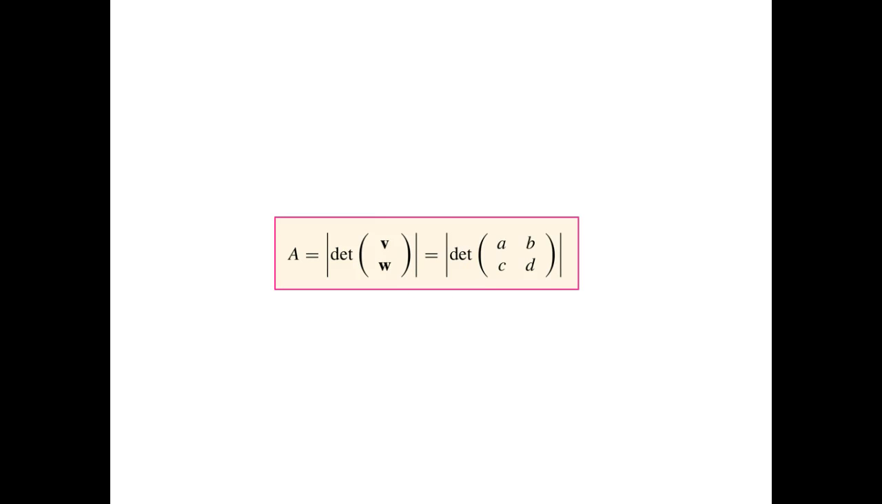Okay? If A is an area of a parallelogram, that's the absolute value of the determinant of V and W. But that is indicating a two-dimensional vector. It's not necessarily a two-dimensional vector.